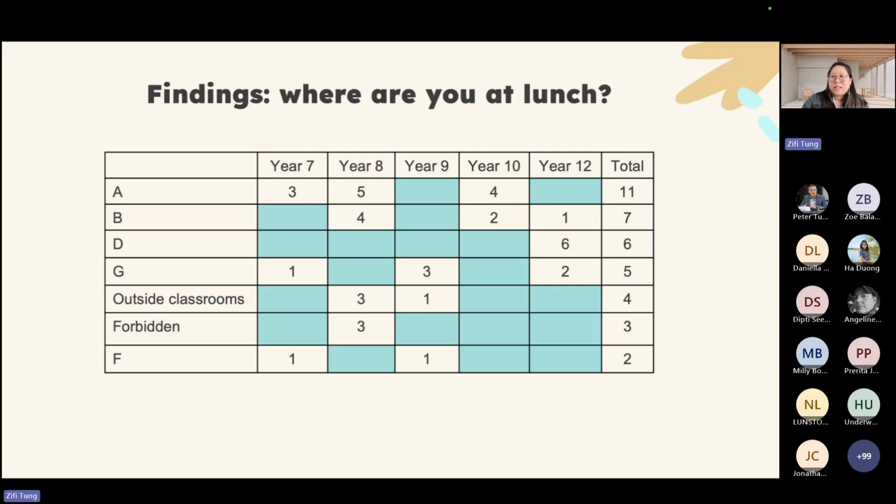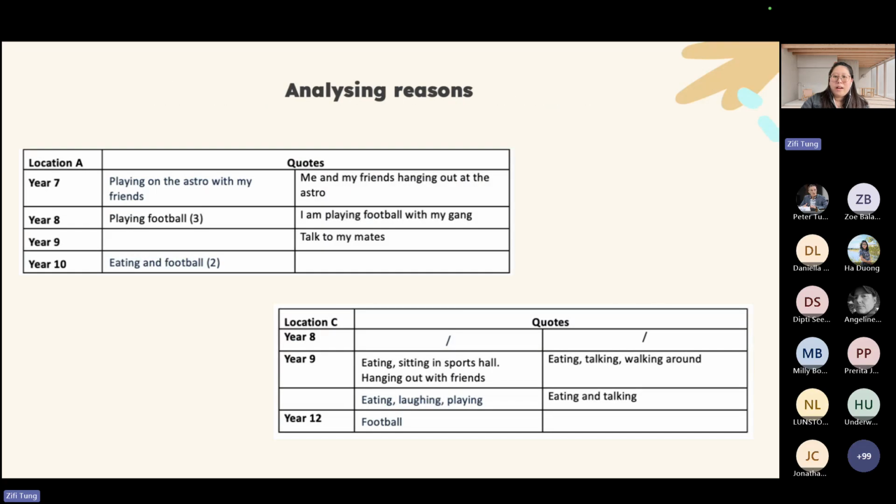And so this was just kind of a way for me to analyze the data and to turn the visual data into numerical data. And then I wanted to go further because I needed to do something with the reasons of what they're doing. So I created tables again using PowerPoint. So location A, I put year 7, 8, 9, and 10. And then their direct quotes from their post-it notes. And then this was done for all the locations. And also all the quotes.